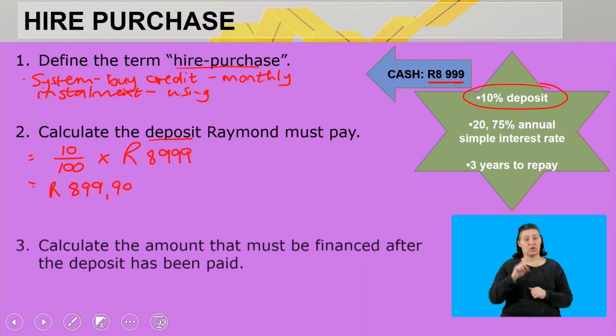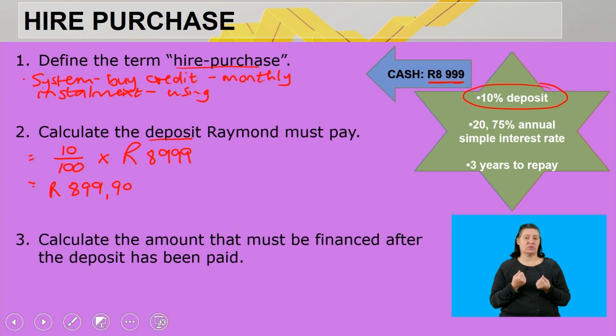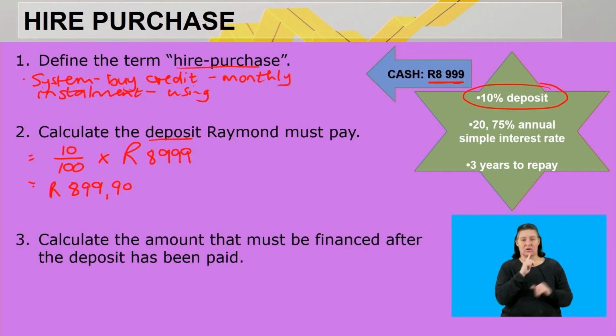Then our third question. It says calculate the amount that must be financed after the deposit has been paid. So let's quickly take this scenario into context. Remember, if he has cash money, he'll pay 8,999 Rand. But now, he doesn't have that kind of money. He's paying a deposit of 899 Rand and 90 cents. So therefore, there's still a big chunk of money that must be paid towards this television. I'm sure you agree. Now that is the money that must be financed, after the deposit has been paid.